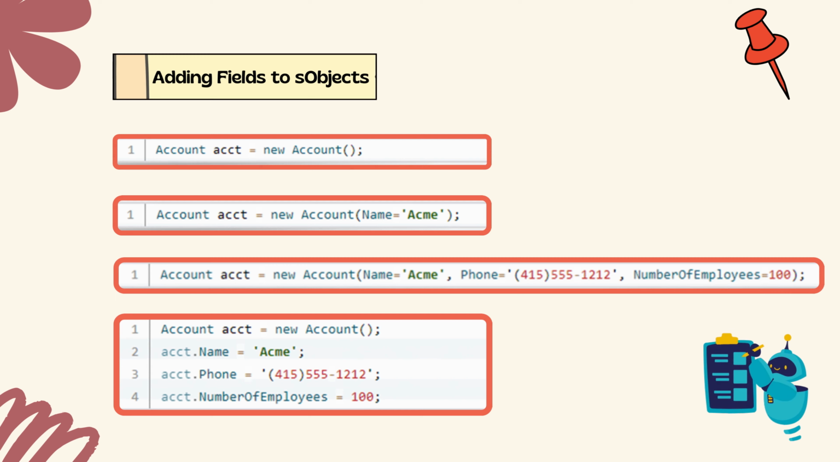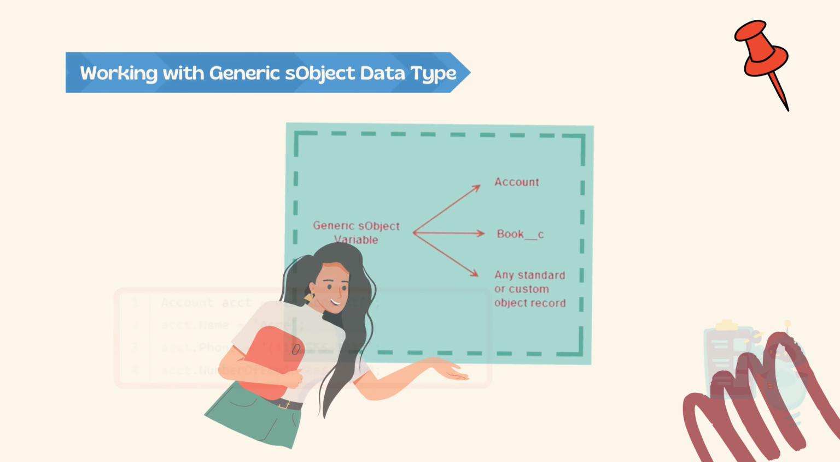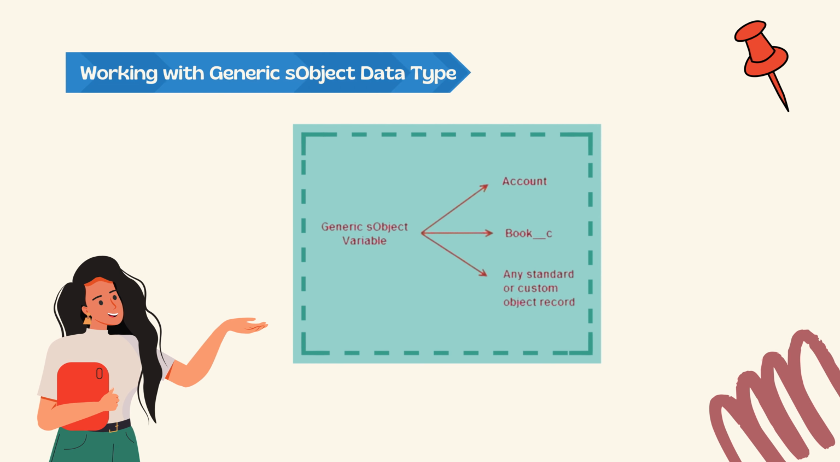Before inserting a Salesforce record, it must be created in memory first as an sObject. This can be done using the new operator. Fields can be added through the constructor or by using dot notation. While specific sObject types are commonly used, there's a generic sObject data type for cases where the type is unknown.